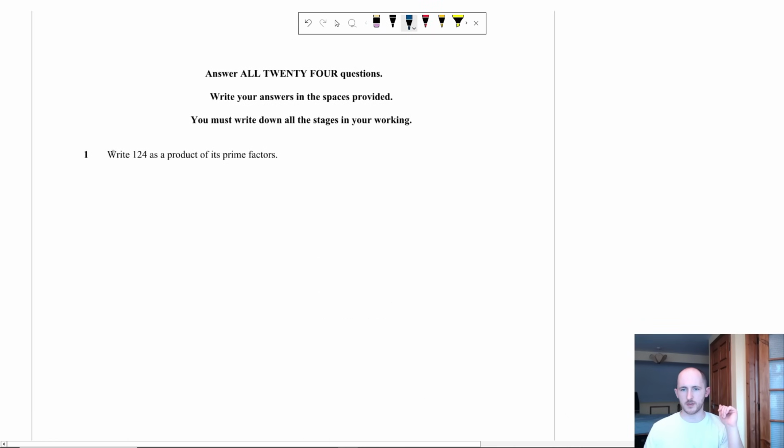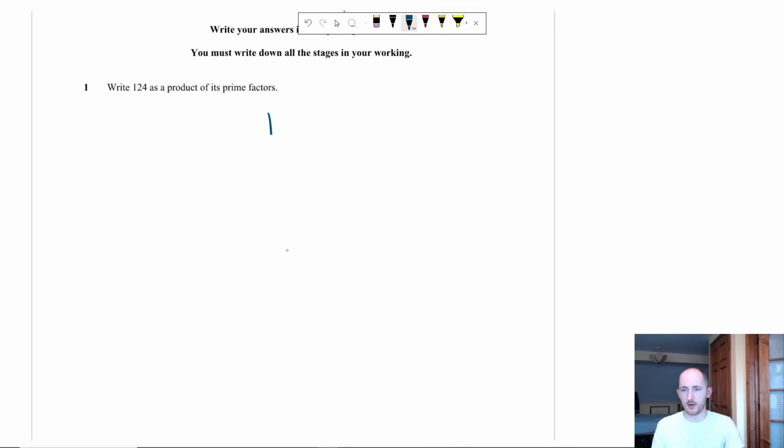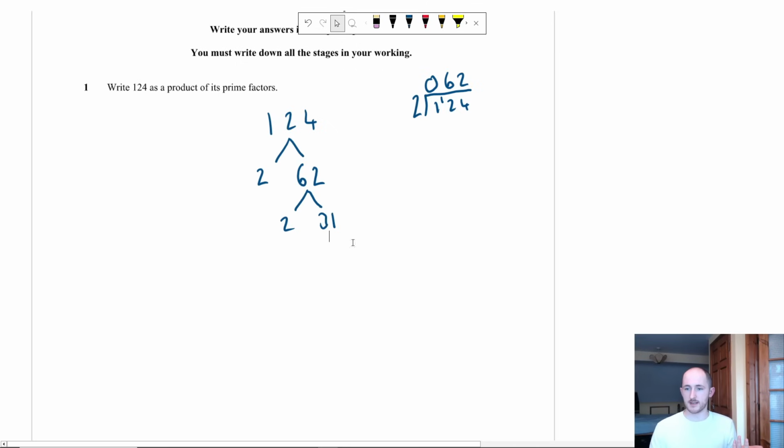First of all, we get started with writing 124 as a product of its prime factors. If you remember how to do that, you do a factor tree. We write the number 124 and then see what we can divide it by. My personal method is that if it's even, I always halve it, no matter what. So I'm going to write the 2 here, and then what's half of 124? It would be 62. If you're not sure, I'd recommend using the bus stop method. 2 does not go into 1, so put it there. 2 goes into 12 6 times, 2 goes into 4 2 times. Again it's even, so I'm going to halve it one more time. 31, and 31 is actually a prime number. There's nothing I can divide 31 by, so that's my answer.